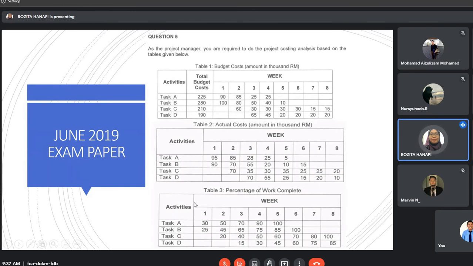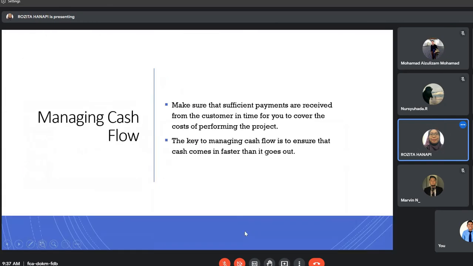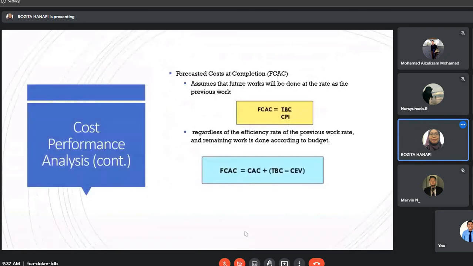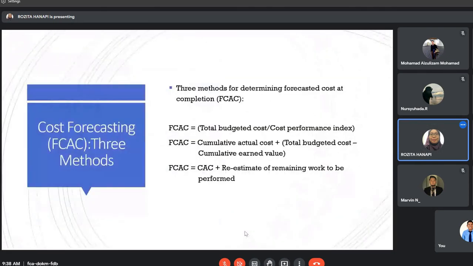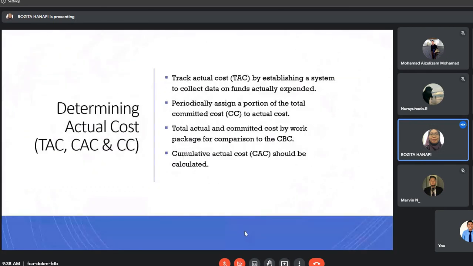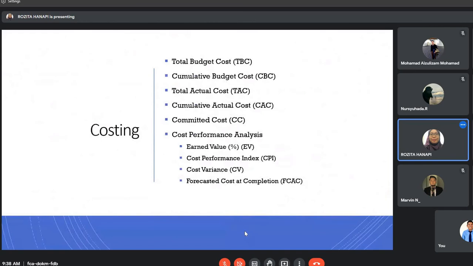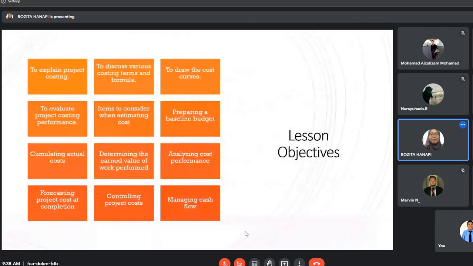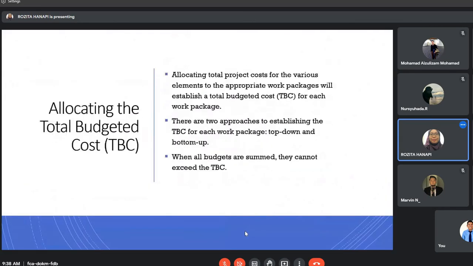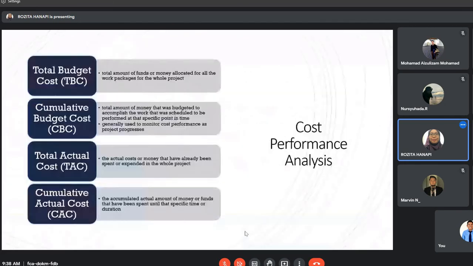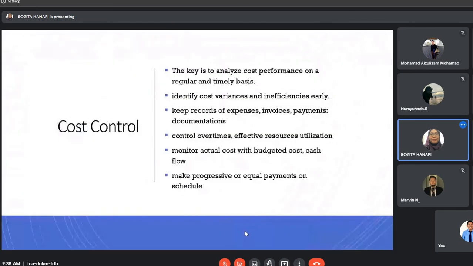How do you want to calculate the earned value? The percentage. Tak sini tadi. Depan. Apa tadi Madam explain tadi?